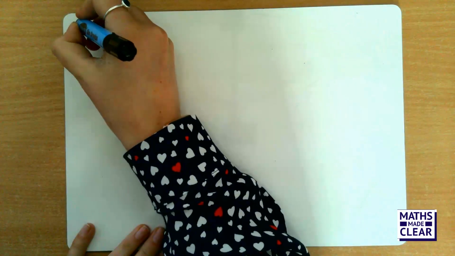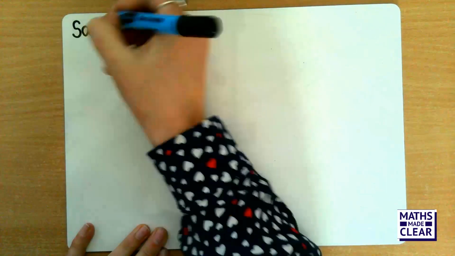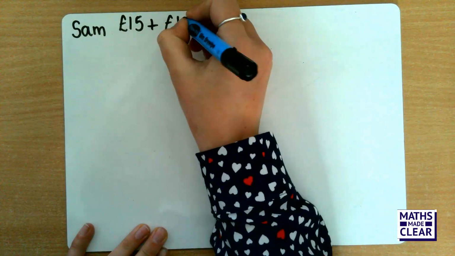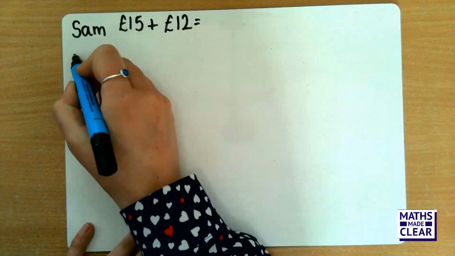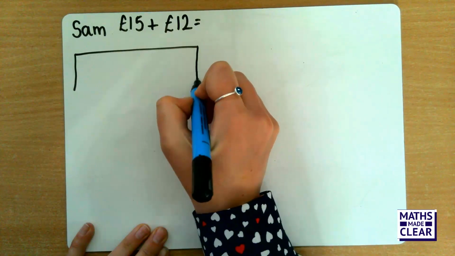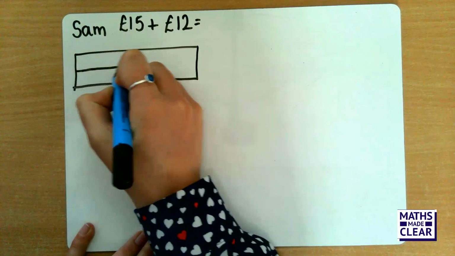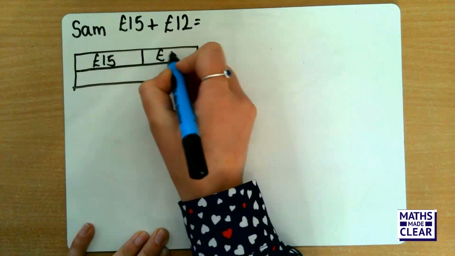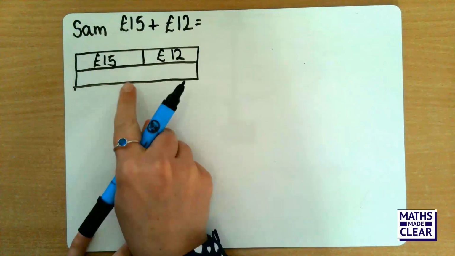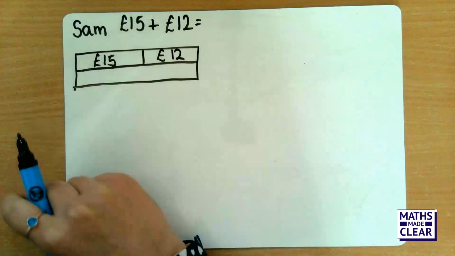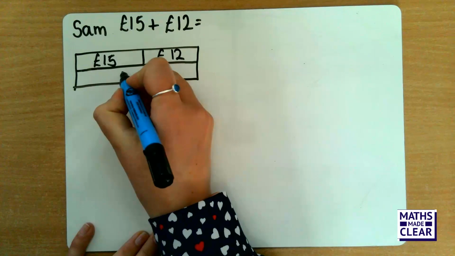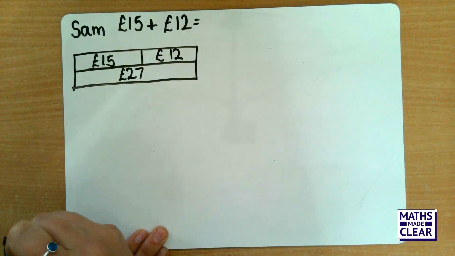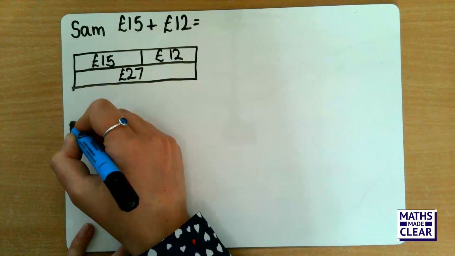Let's start with Sam's mum. Imagine Sam has £15 and his mum gives him another £12. How much does he have now? Well, let's have a look using a bar model. We can have one bar for £15 and we can add a new bar for £12. Then we can show that to make a total bar, we need to add 15 and 12 together. If we add 15 plus 12, we make £27. Sam's rich.